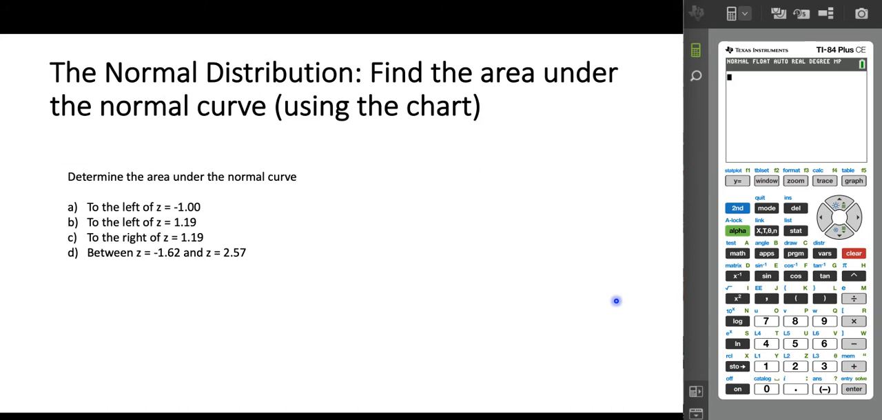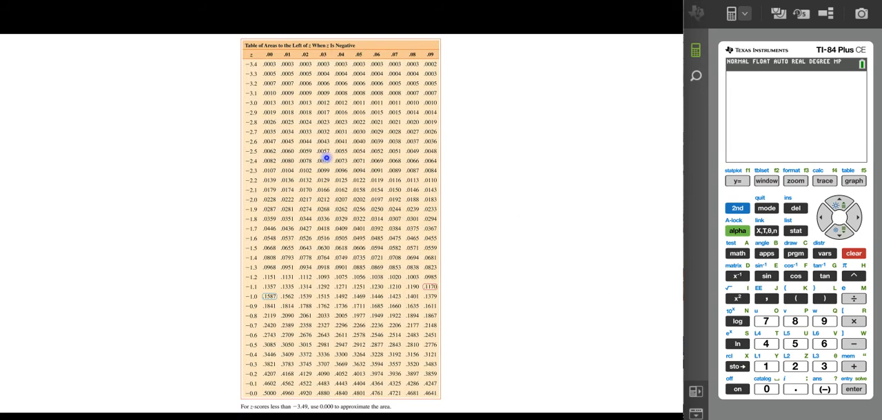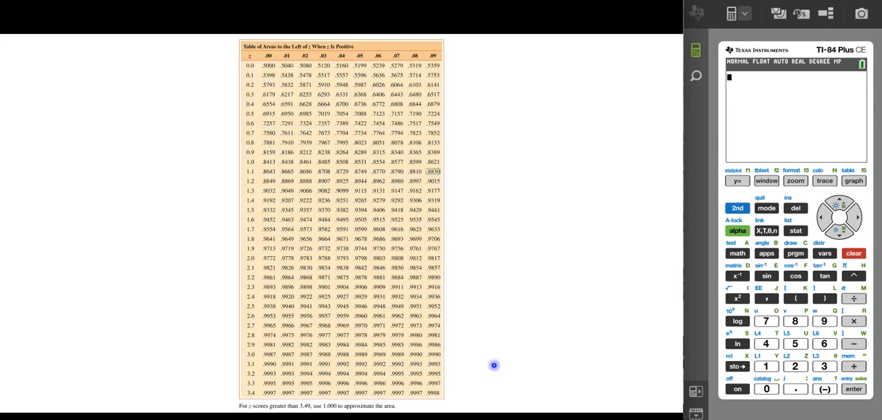Okay, so now we're going to begin by using the chart to find the area under the normal curve. So determine the area under the normal curve to the left of z equals negative 1.00. We're going to be using these charts, which give us the table of the areas to the left of z. Now in this chart, I give you z values that are negative. And in the other chart, you have z values that are positive.